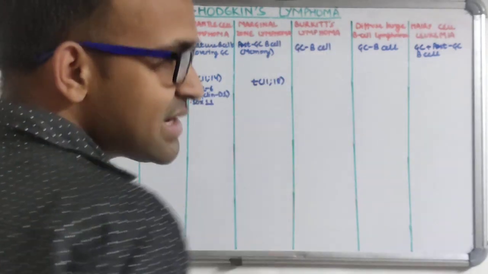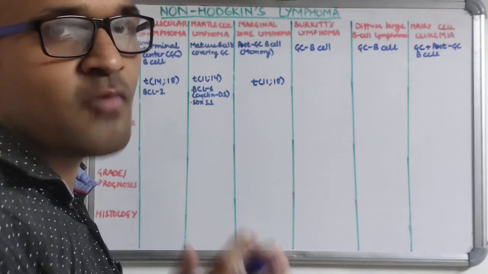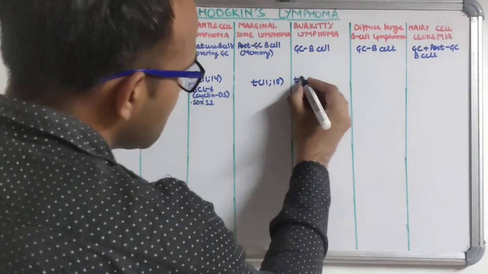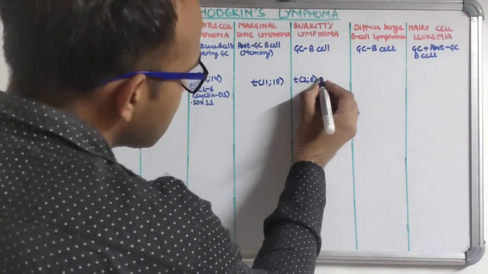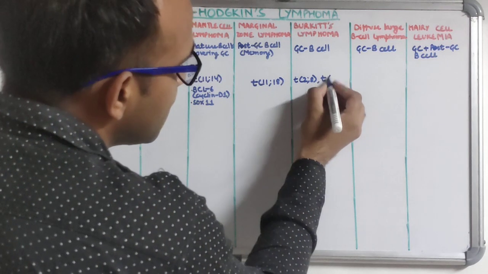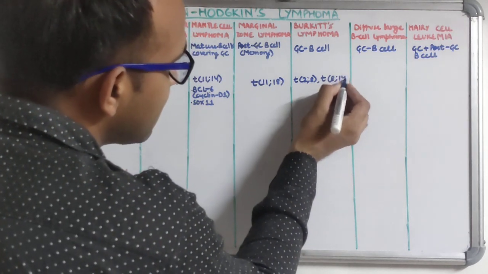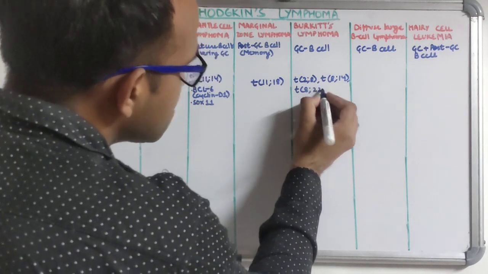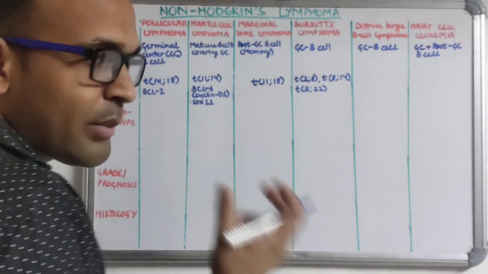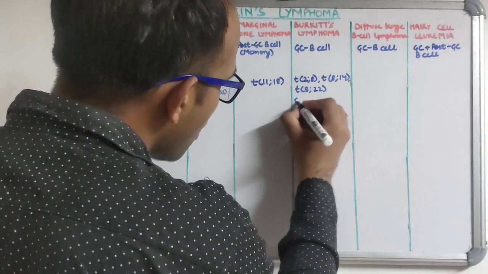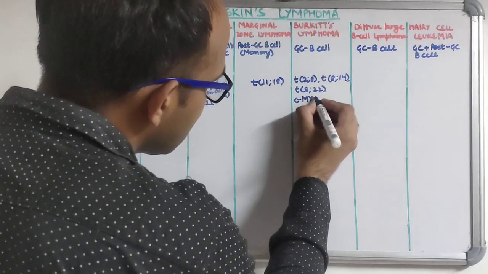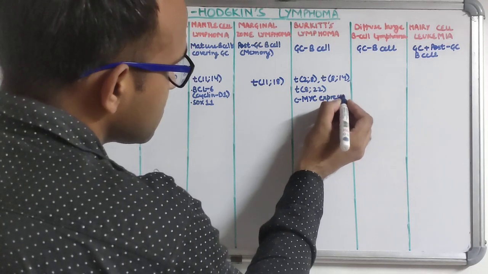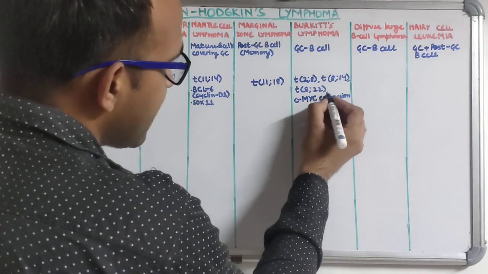In Burkitt's lymphoma, any translocation which involves chromosome number 8 can result in Burkitt's lymphoma, like translocation 2;8, translocation 8;14, translocation 8;22. Because of the involvement of chromosome number 8, there is overexpression of c-MYC gene.